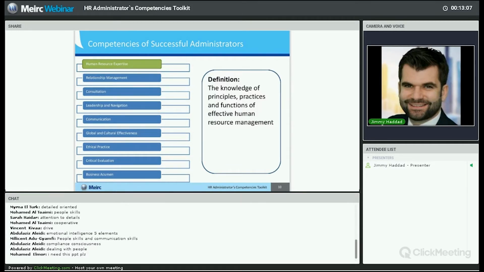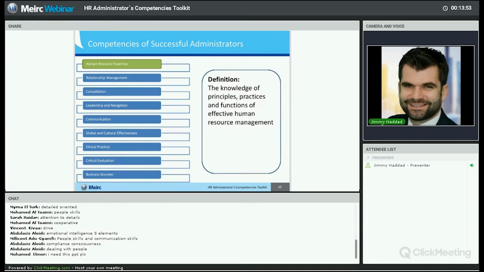Now, by definition, it's the knowledge of principles and practices and function of effective human resource management. A successful HR administrator needs to understand the concepts and principles of human resources. They need to know what are the best practices in recruitment and selection, what are the best practices in compensation and benefits, what are the best practices in training and development across all HR functions. So they need to really develop knowledge of general HR practices, but in addition, they need to develop knowledge of HR technology.